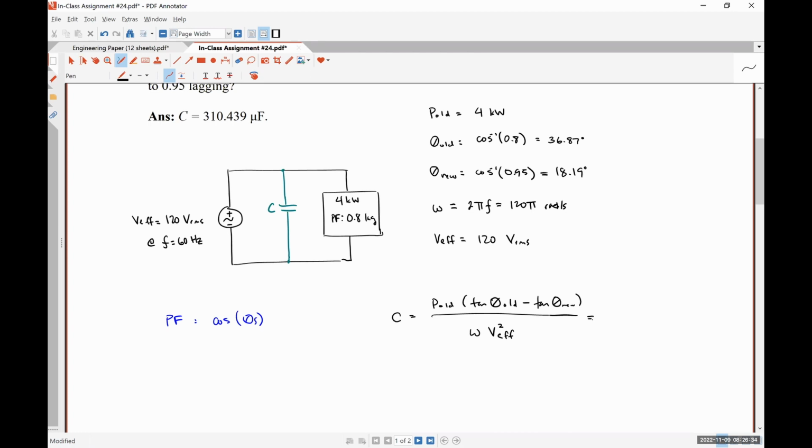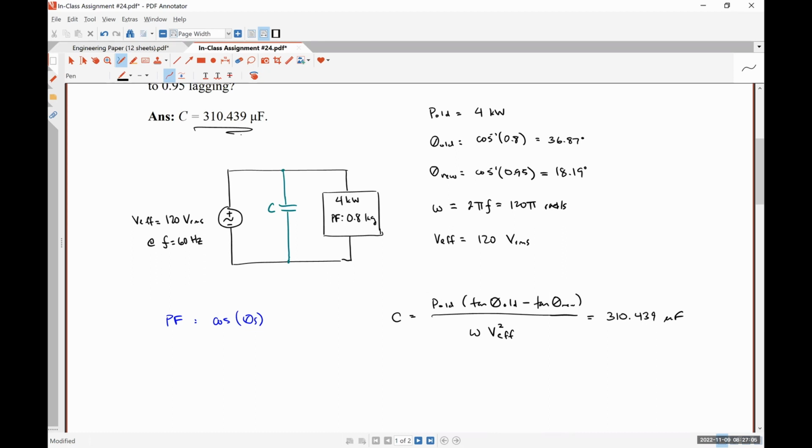Andrew, are you nodding your head in affirmation that my answer is correct? Good. So 310.439 microfarads is the answer that I have written here. I have one student that confirms that I was correct when I wrote this problem, I don't know, 4 years ago or whatever. Anybody else get this result? Other people nodding their heads. Great. So let's take this one step further if we can.